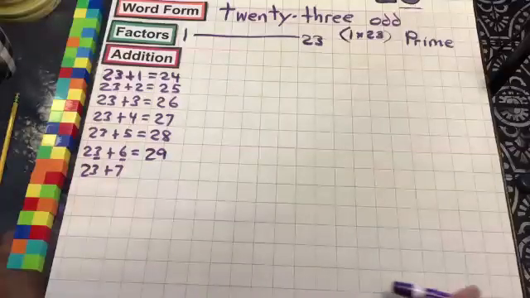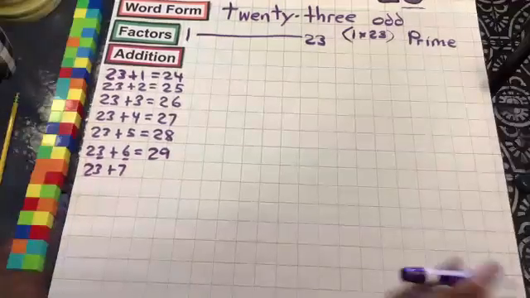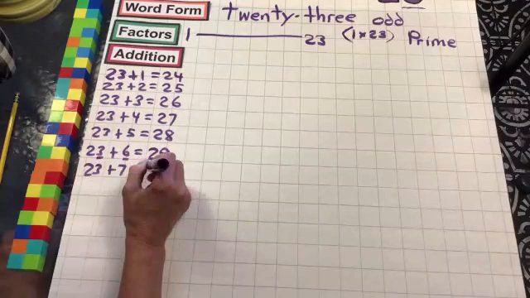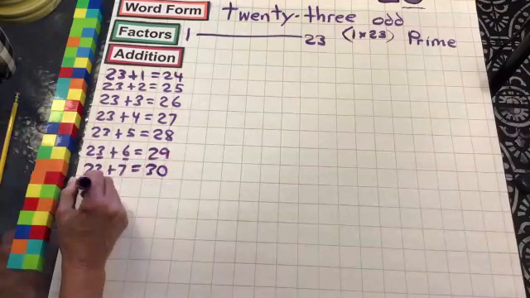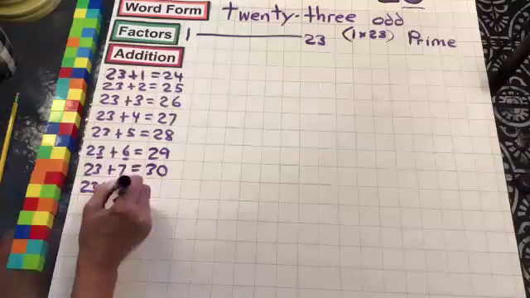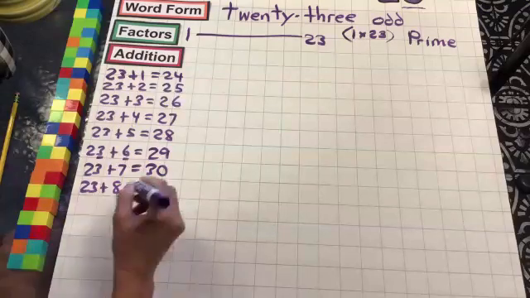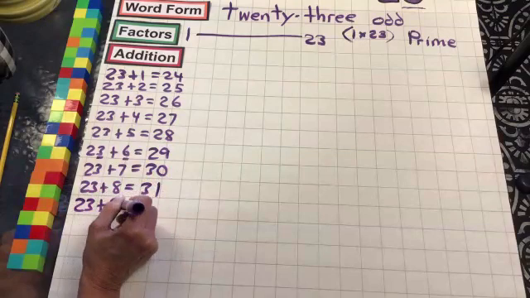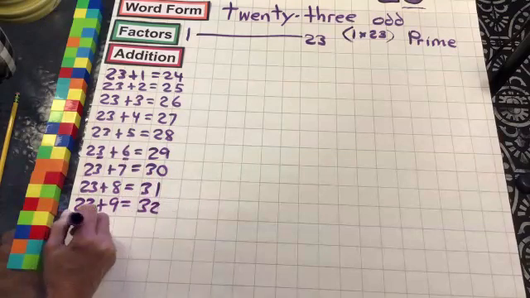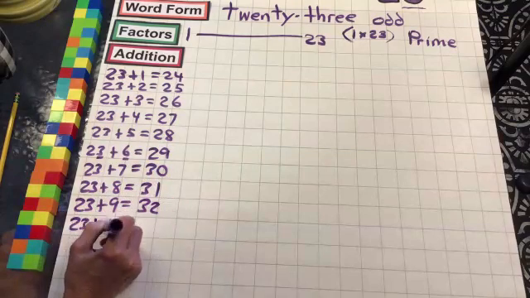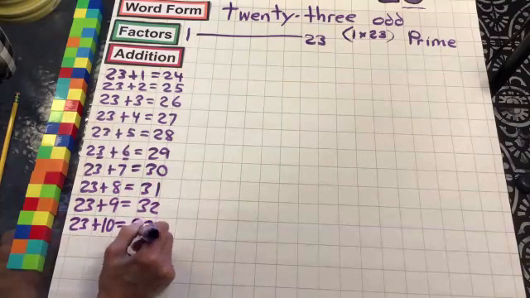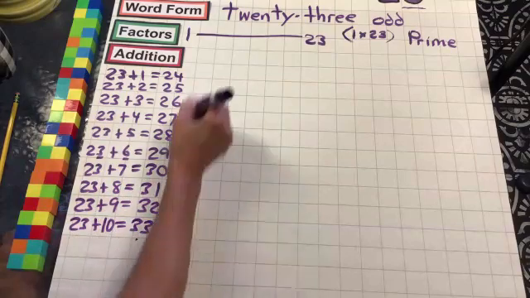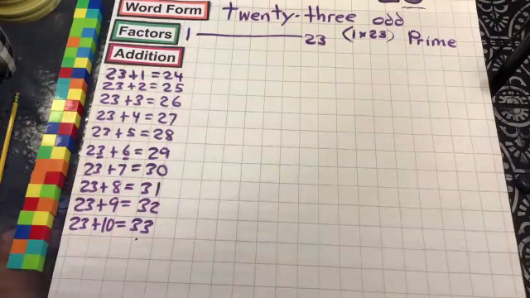Now, here's where it changes. 7 plus 3 is 10. 10 plus 20 equals 30. 23 plus 8 equals 31. 23 plus 9 equals 32, and 23 plus 10 equals 33. We're going to take this number up to the top for our subtraction.